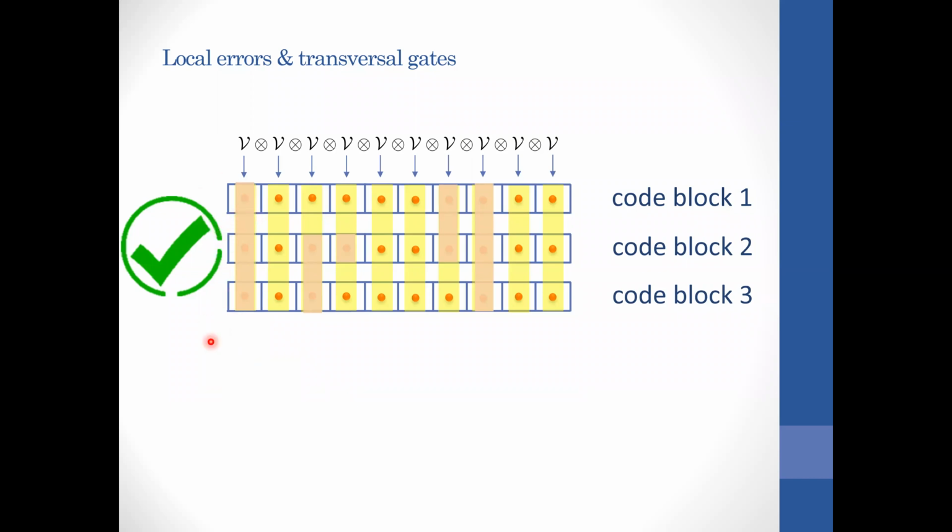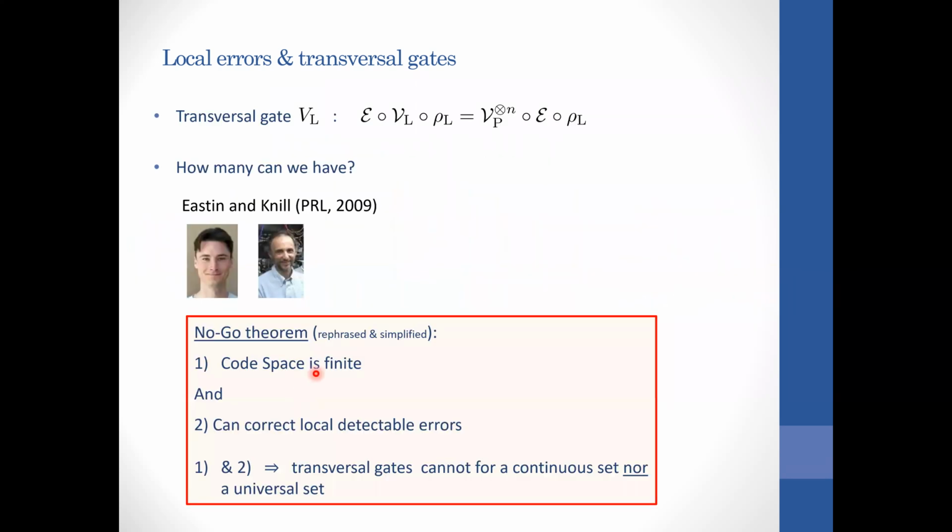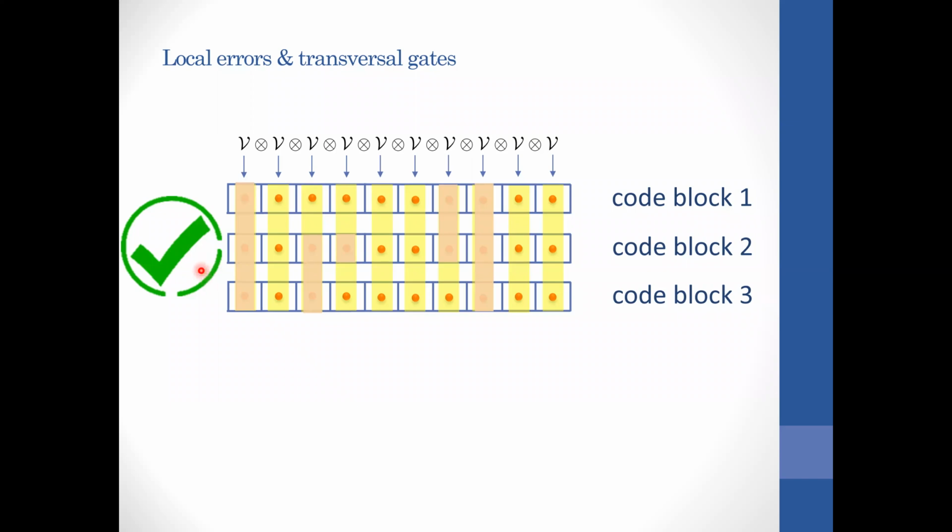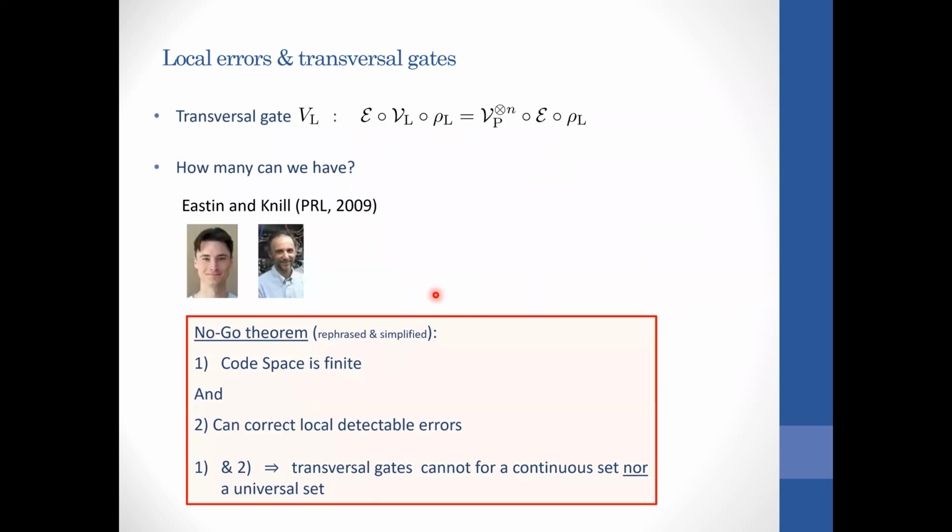Either way, you result in errors of this form. And at least within this protocol, one can easily correct these types of errors, right? Due to the reasons I said previously. So of course, then an interesting question is how many of these transversal gates can we have? For example, can we do universal computation with them?